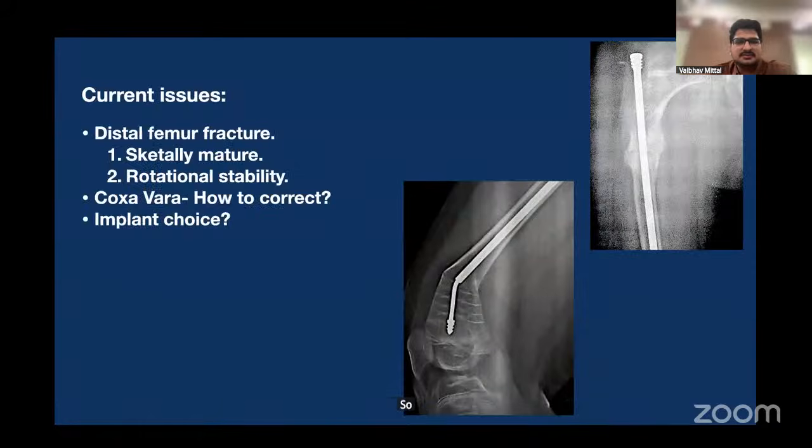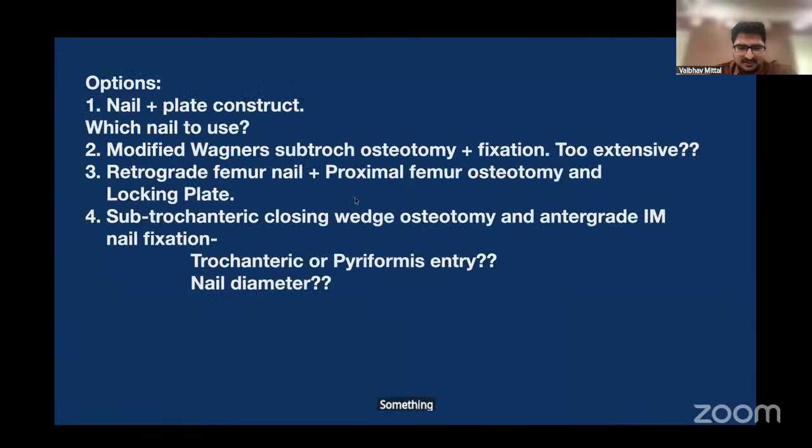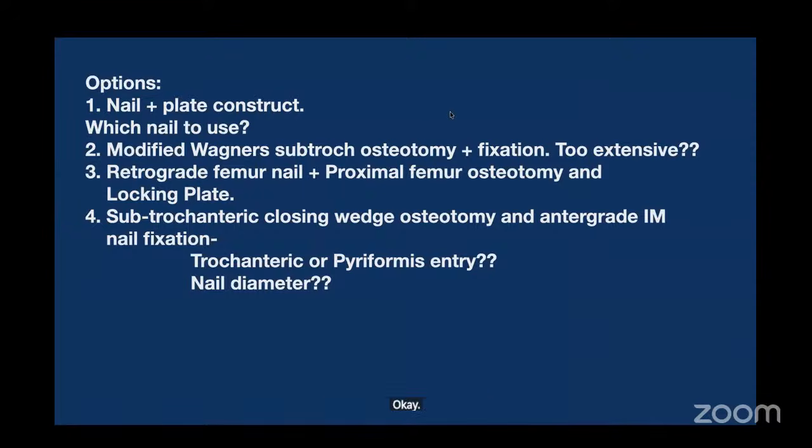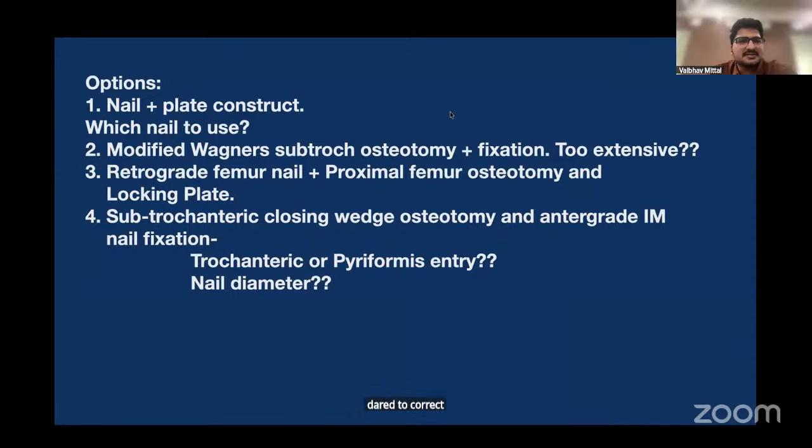So we did something different. We basically dared to correct it simultaneously. The option we thought of was a nail plate construct. Then we had a question of which nail to use: again a telescopic nail, or a humerus interlocking nail, or an adolescent femur nail.